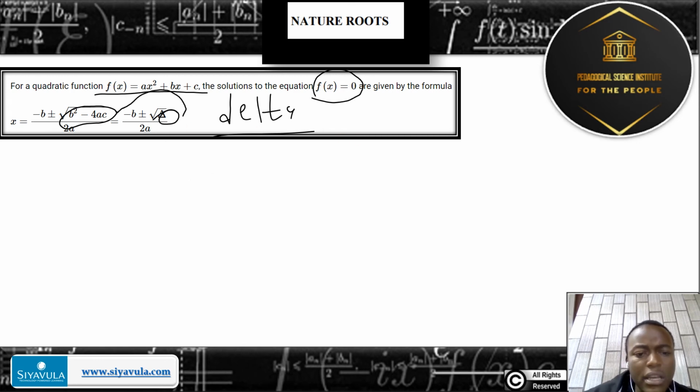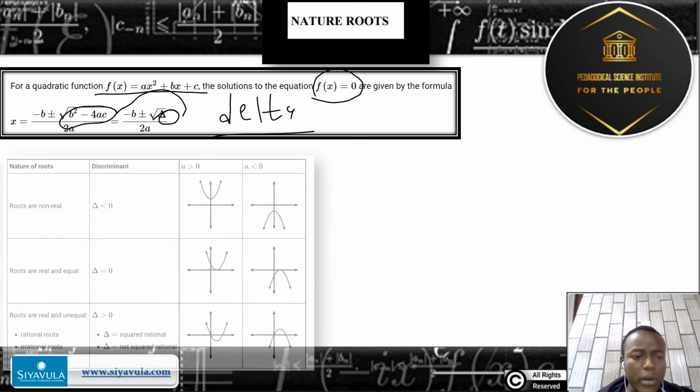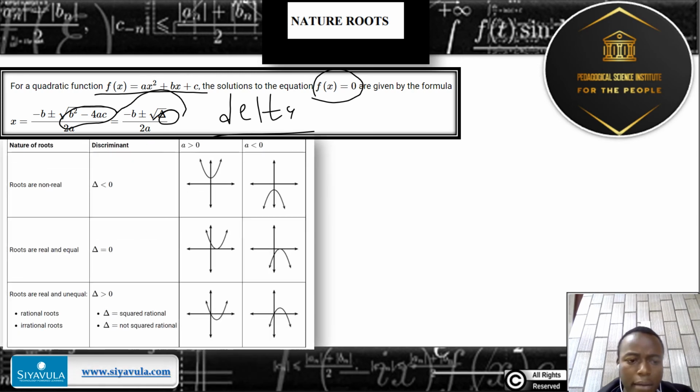What happens when the roots are in this way? Okay, look at this diagram here. Just take a look at this diagram. Now, if the roots are non-real, your delta must be less than 0. That is, you get a delta that is negative. If your delta is negative, then we are saying the roots are non-real. In other words, there are no roots.